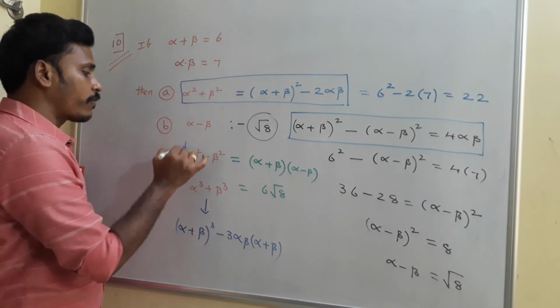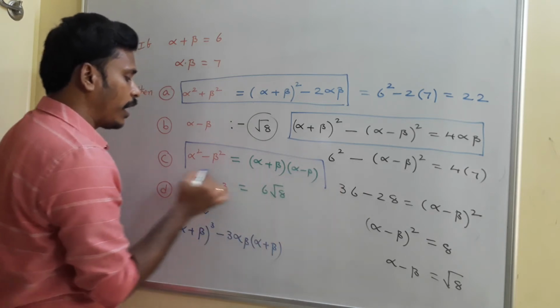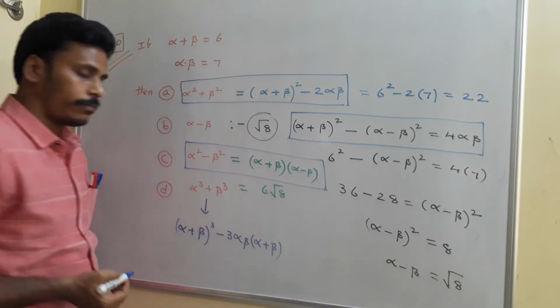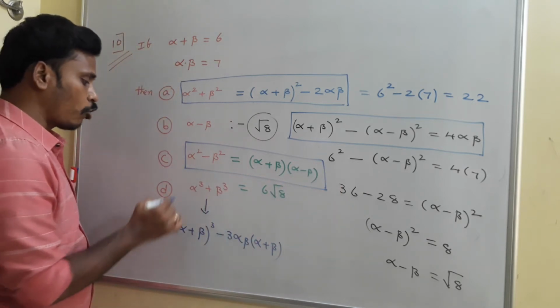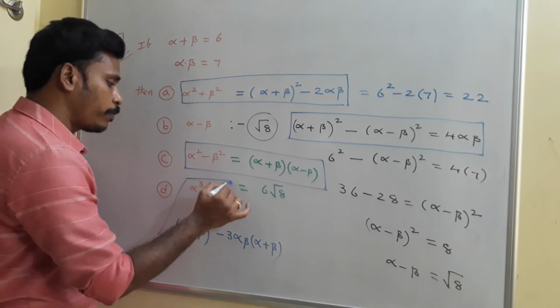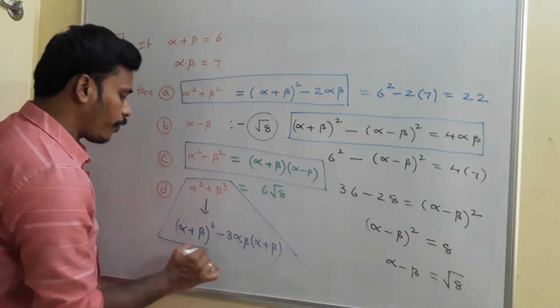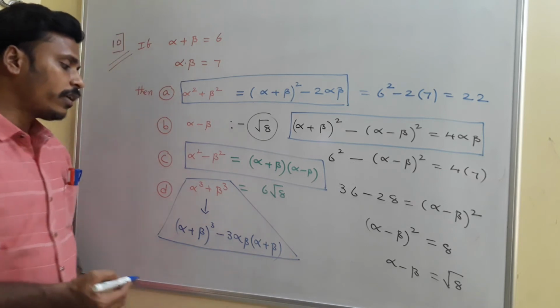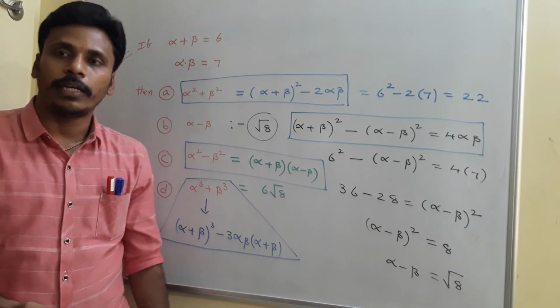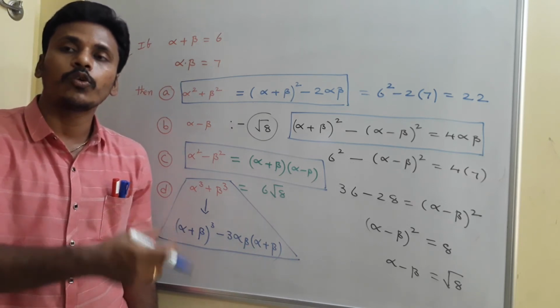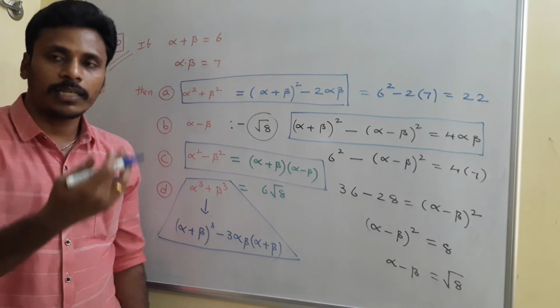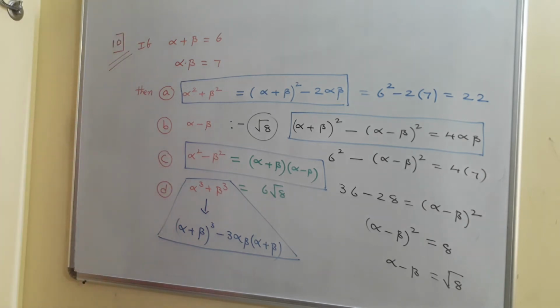If you want alpha square minus beta square, it is alpha plus beta into alpha minus beta. Alpha cube plus beta cube is equal to alpha plus beta whole cube minus 3 alpha beta of alpha plus beta. And all these formulas are useful to answer. Okay, just have a look, take a screenshot, and then I will give you the next problems.